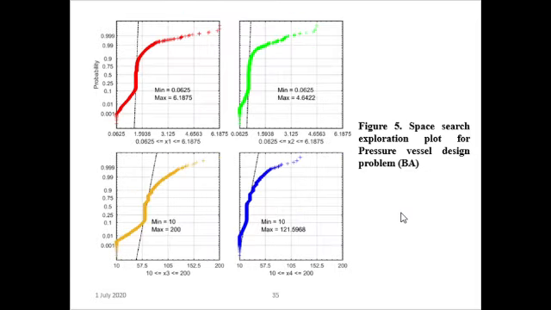This is the second plot for the pressure vessel design for the BET algorithm. As we can see, the right hand side area of these graphs are either less explored or not explored at all. So this is the average space exploration for the BET algorithm.